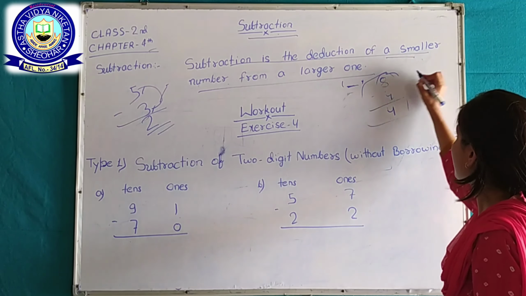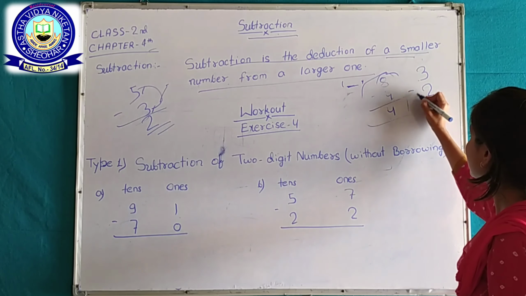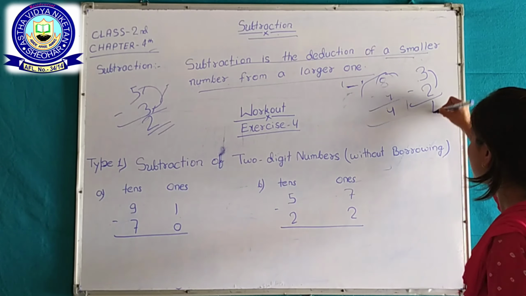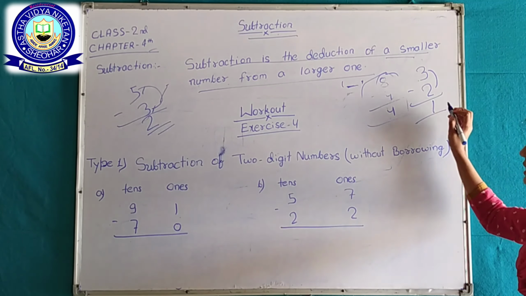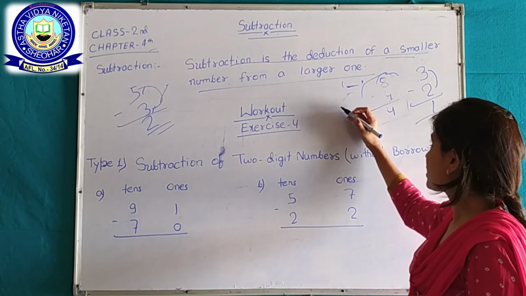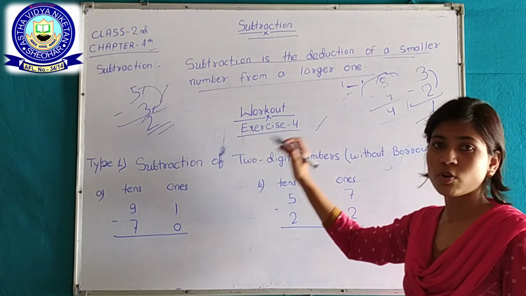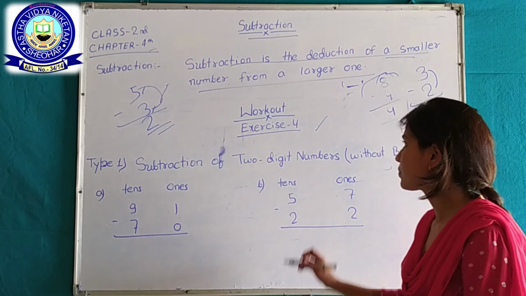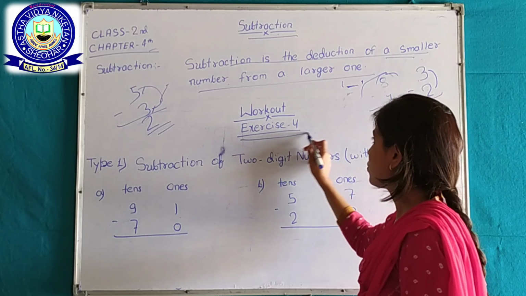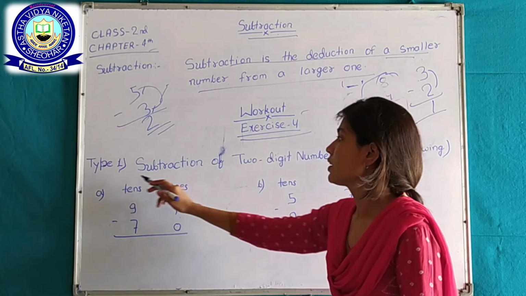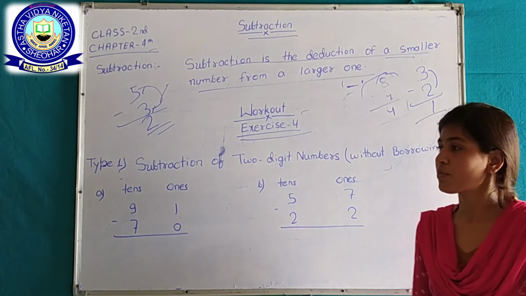And another example, you have to subtract 3 and 2. 3 minus 2, we get 1. So this is the subtraction. With the help of subtraction, we can subtract a smaller number from a larger number. And now your exercise 4. Work out. In your exercise, there are many types of questions.